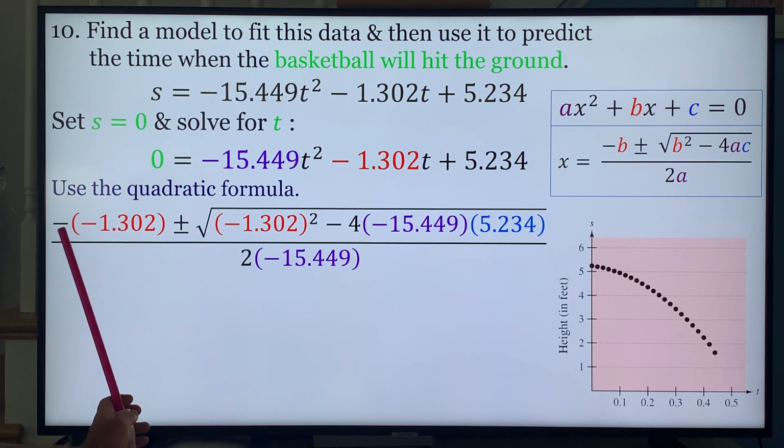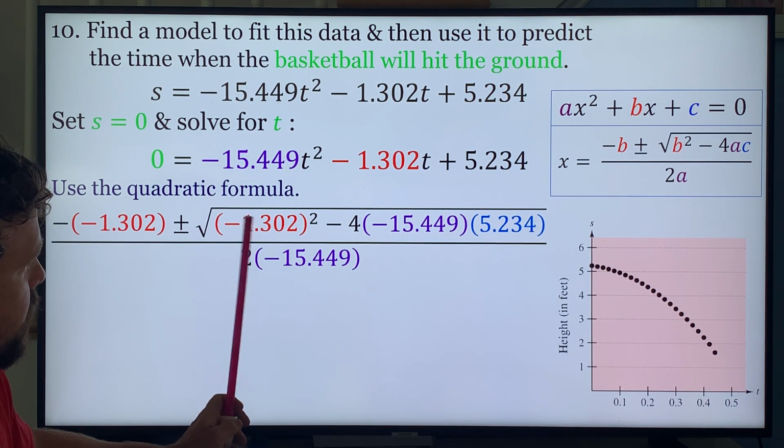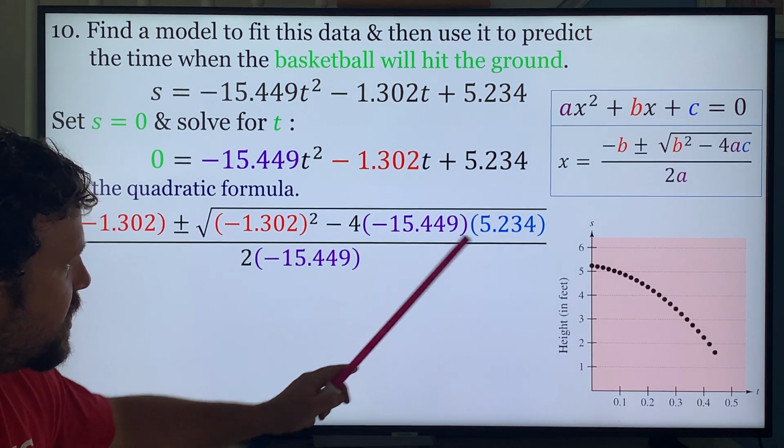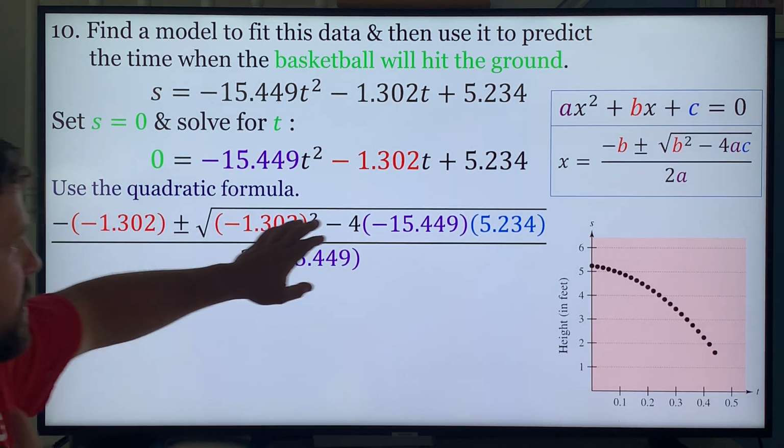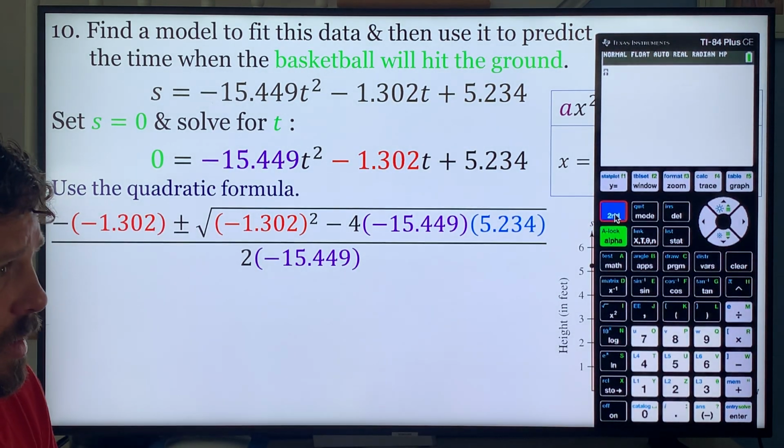Negative b, so negative that, plus or minus this squared. This number always becomes positive. A negative and a negative is a positive. So what I would do is solve under the radical first. Now, the way to type this in your calculator. The reason I put this up here is a lot of people have trouble with the calculator.